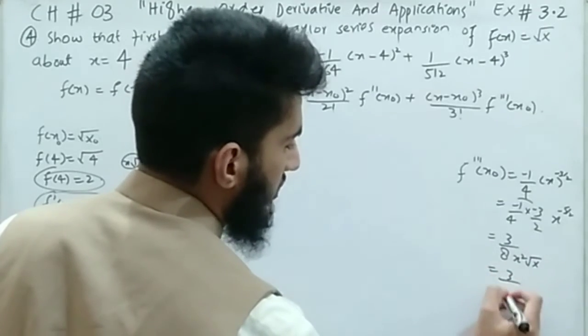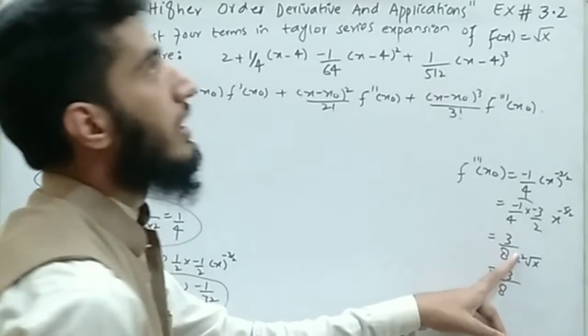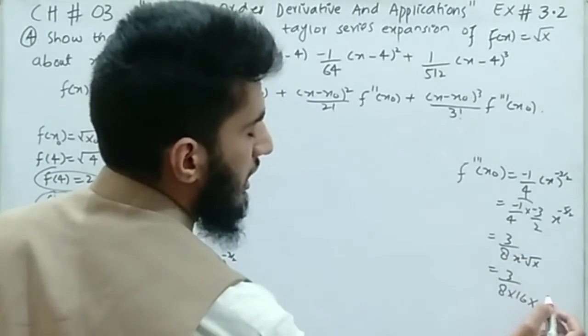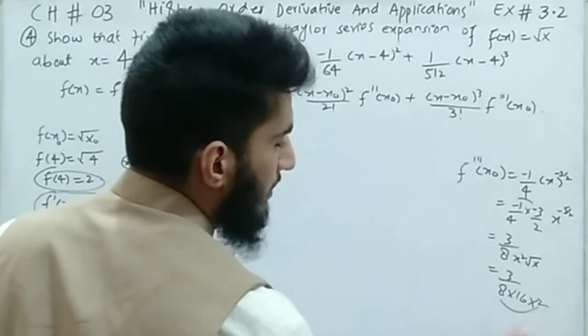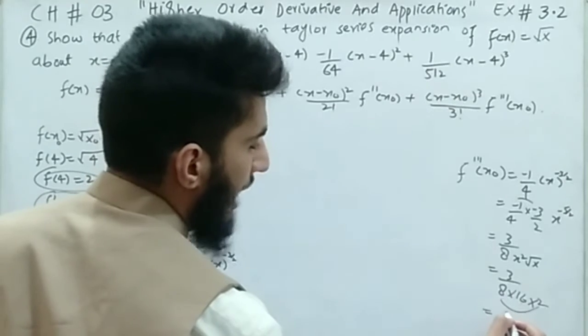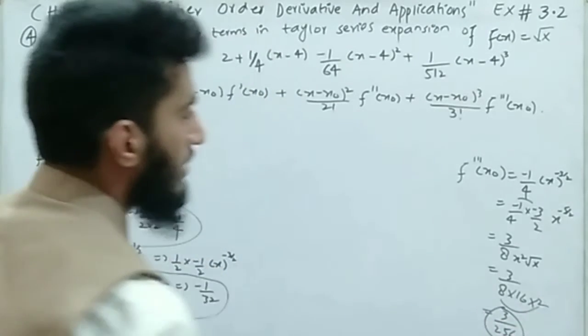So 3 by 8, x is actually 4. So 4 square will give us a value 16. And multiplied by under root 4, which is actually equal to 2. So 2 multiplied by 8 gives us 16, and 16 multiplied by 16 gives us 256. So 3 divided by 256. This is actually f triple prime of x naught.